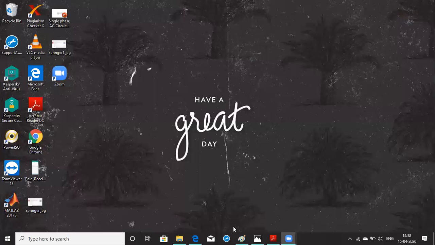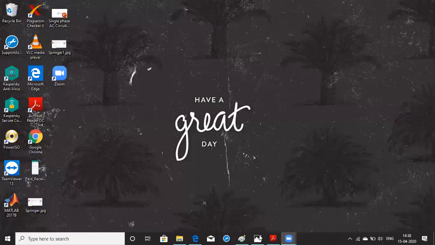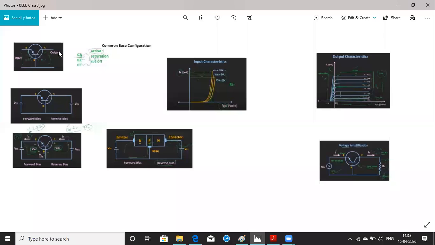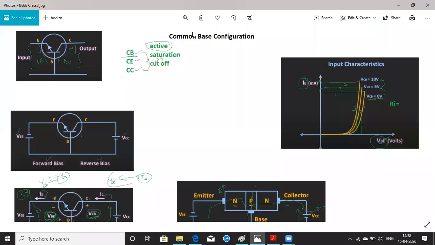So in the yesterday's session, we have discussed about the common base configuration, right? I will try to conclude this one.